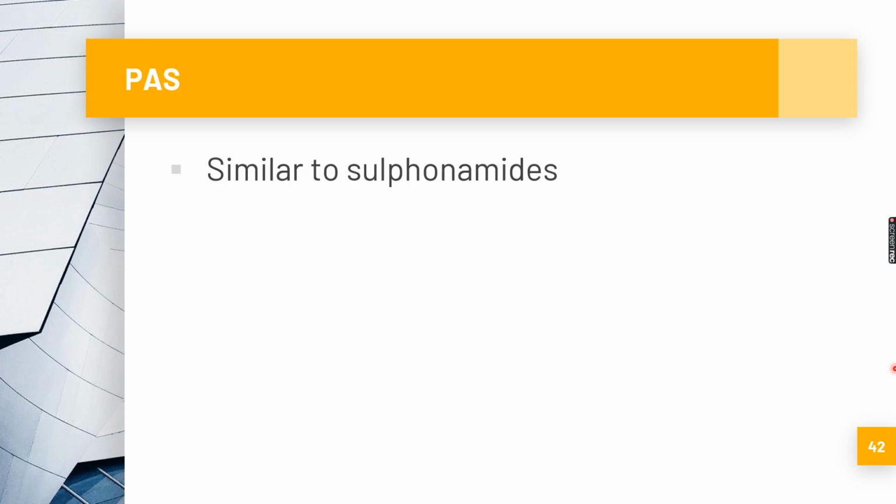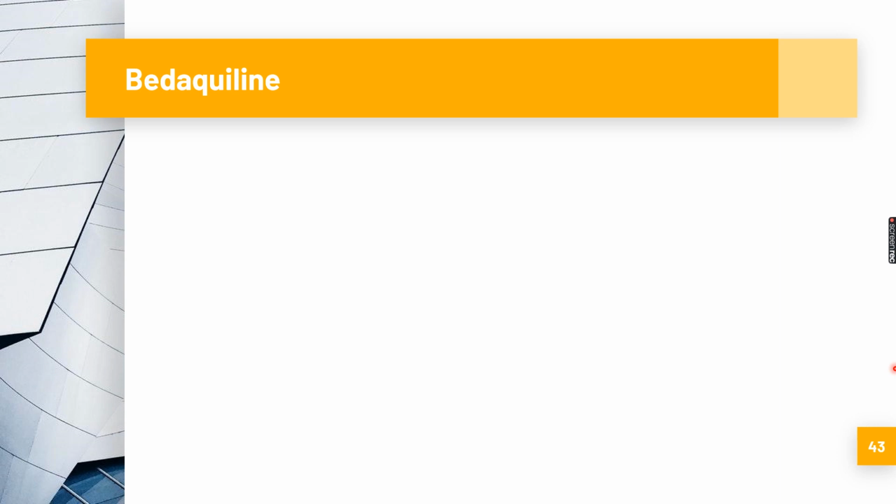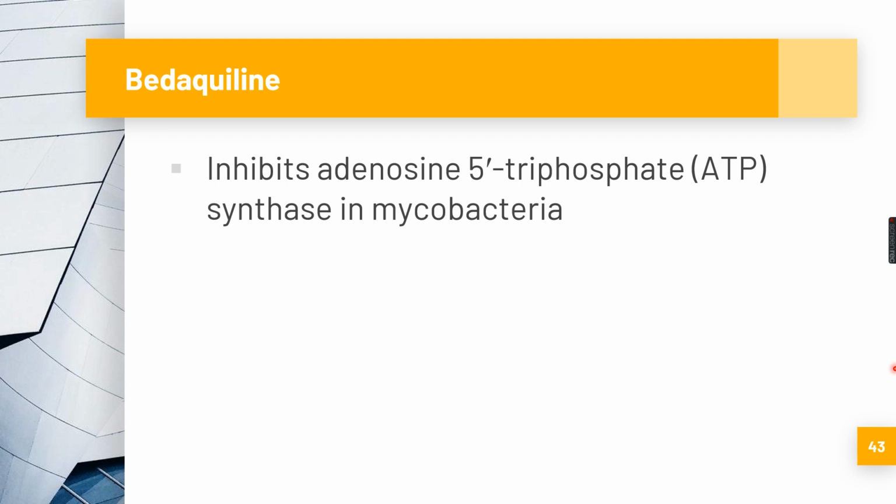Para-aminosalicylic acid is similar to sulfonamides, which are antimetabolites. Then these are the two advances which you need to remember, the two newest drugs in the management of tuberculosis, especially drug-resistant tuberculosis. The first is bedaquiline. It inhibits adenosine 5 triphosphate synthase in mycobacteria. Basically, it prevents the formation of ATP. So without ATP, which powers each and every activity inside the cell, the mycobacteria will eventually perish.